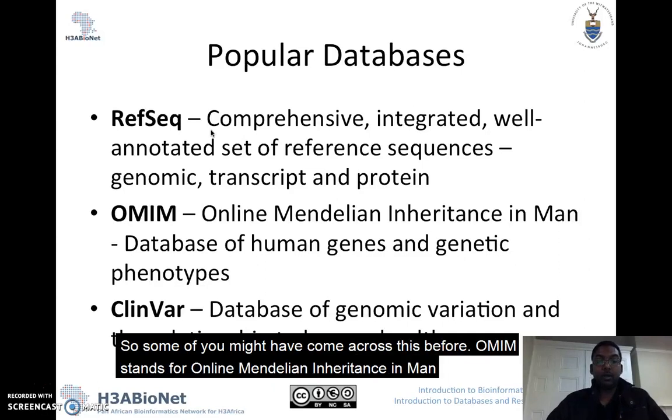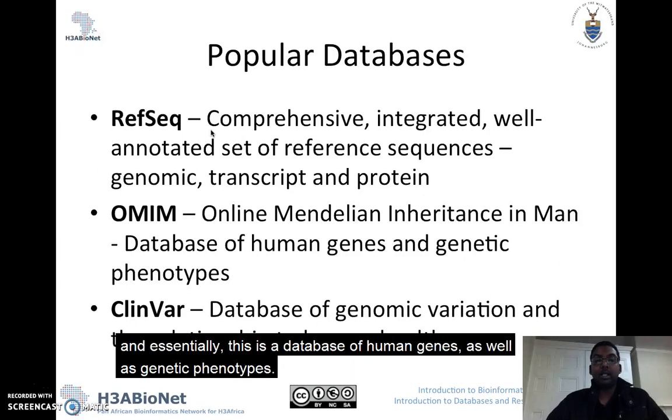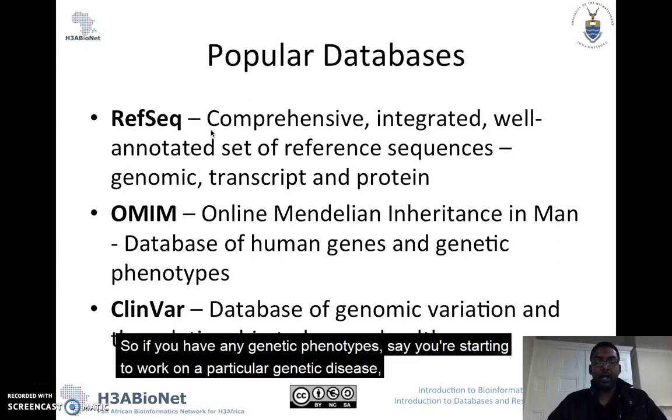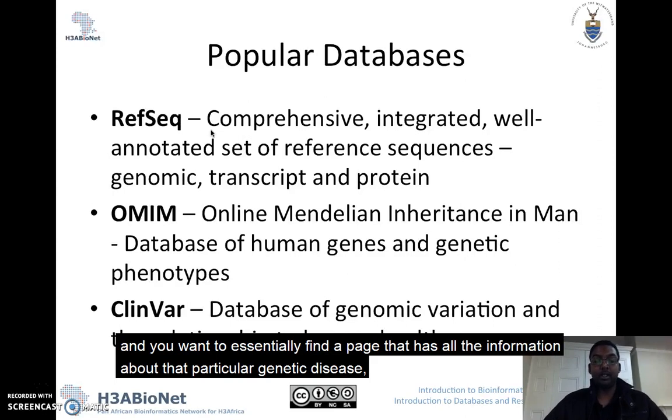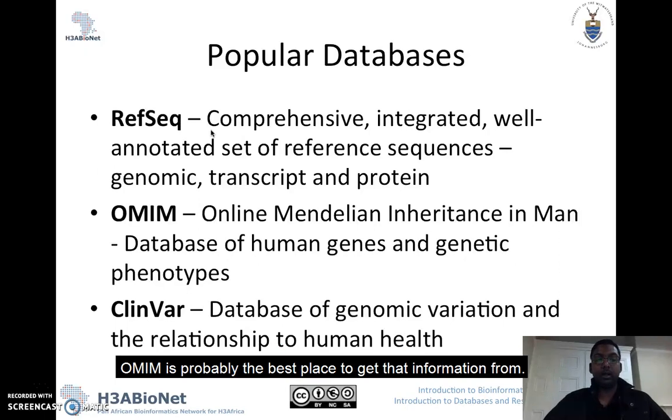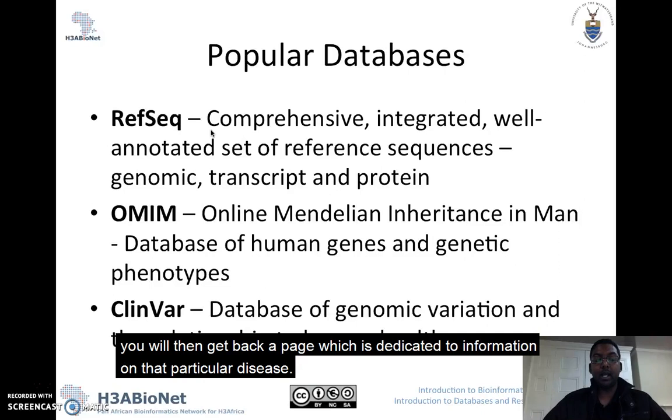Some of you might have come across this before. OMIM stands for Online Mendelian Inheritance in Man. Essentially, this is a database of human genes as well as genetic phenotypes. So if you're starting to work on a particular genetic disease, and you want to find a page that has all information about that disease, OMIM is probably the best place to go and get that information from. If you go to OMIM and type in a particular disease name, you will get back a page which is dedicated to information on that disease.